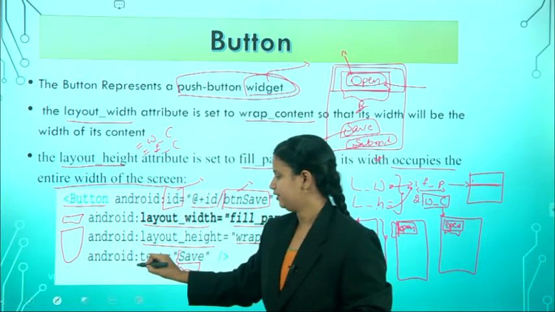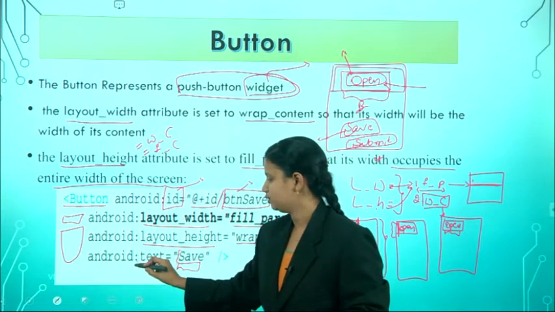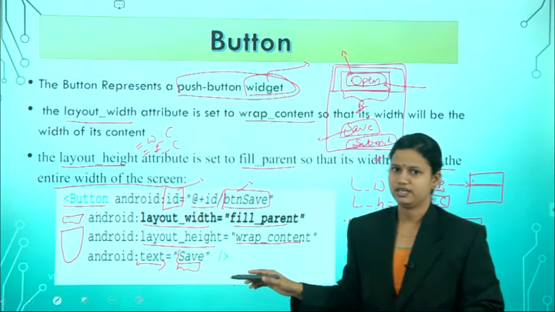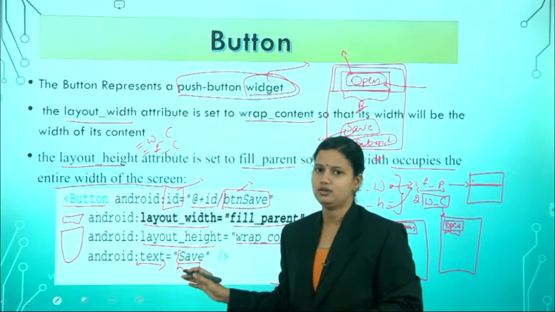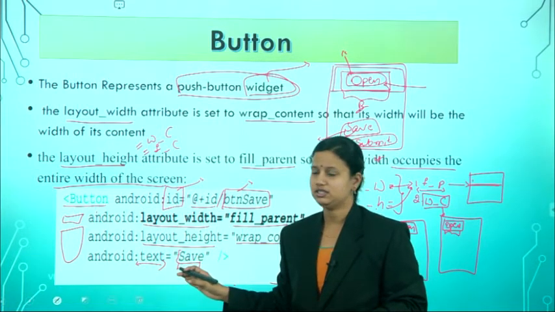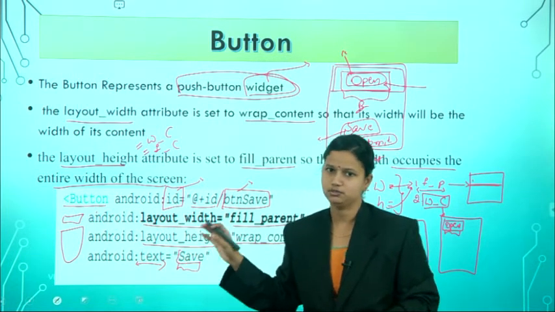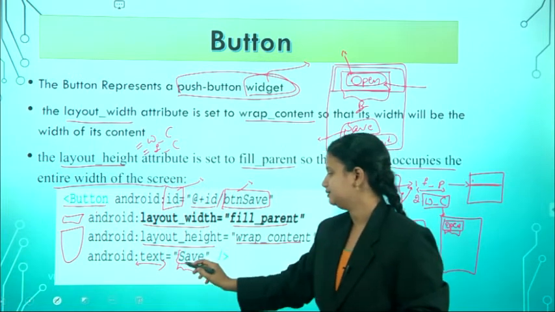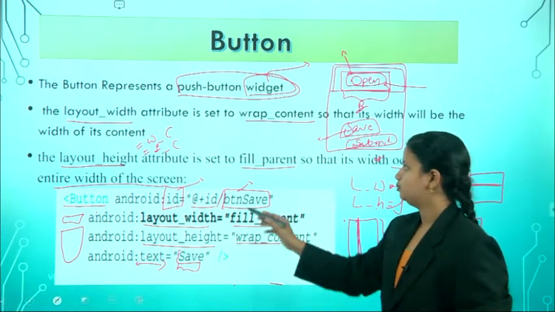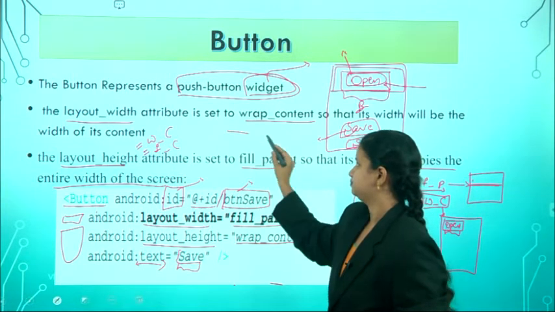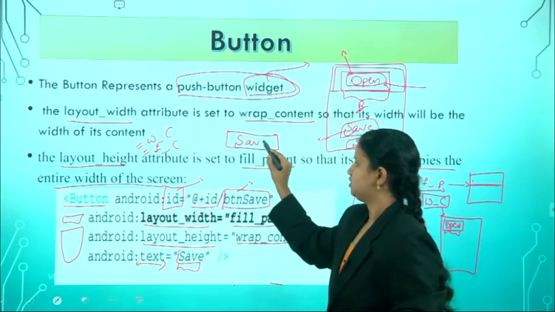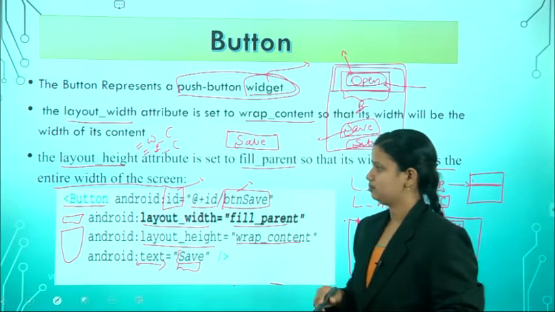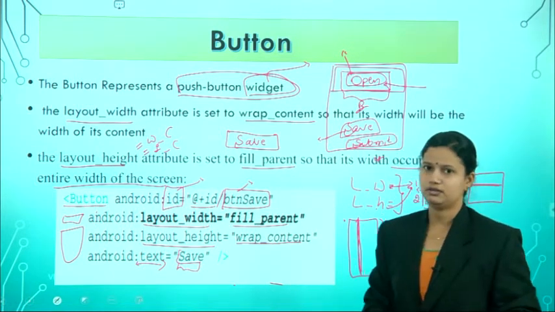So for android:text, that means we have to specify the name of the button. The text will appear on the button. That means the text that appears on the user interface is what we call Save. So the output is to be like this, the Save button. So in this way we have to develop the button.